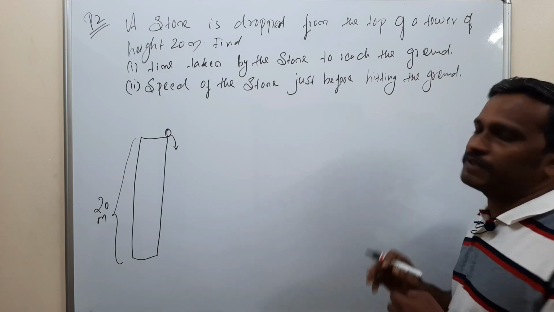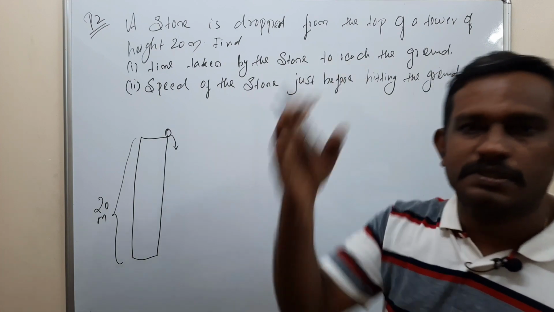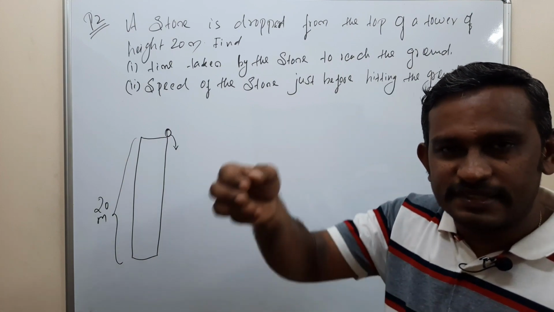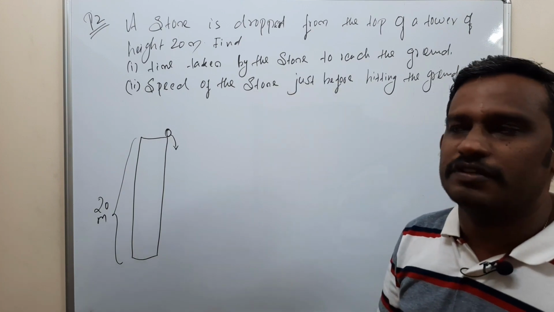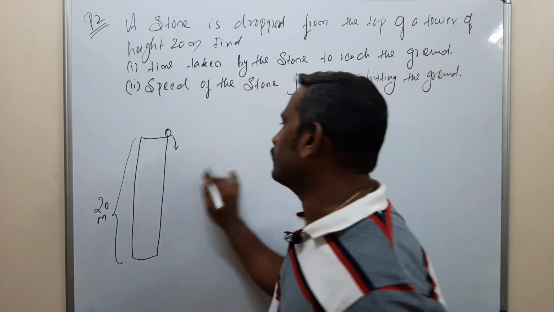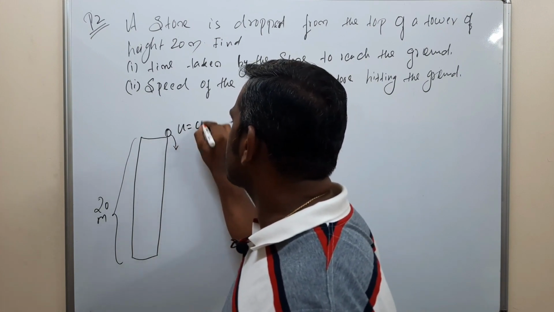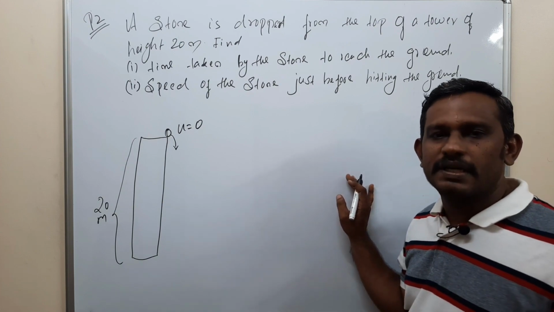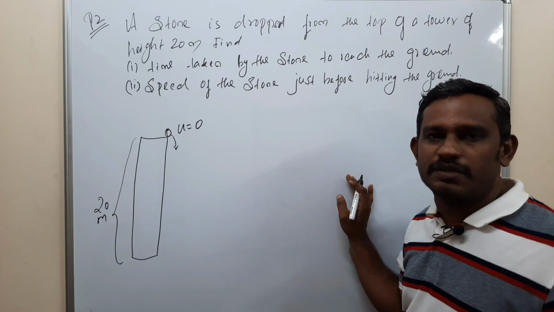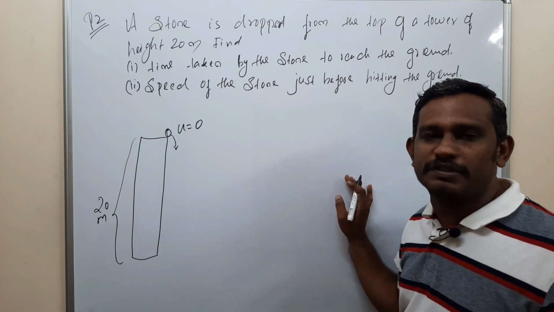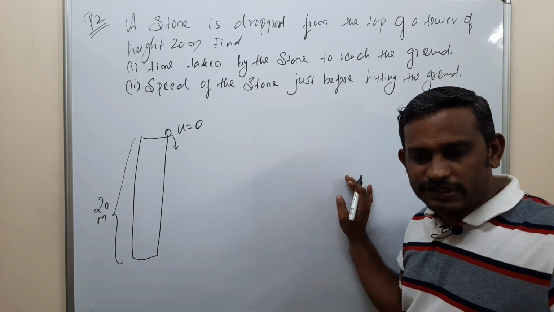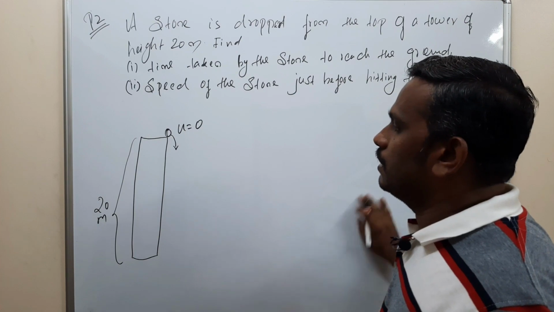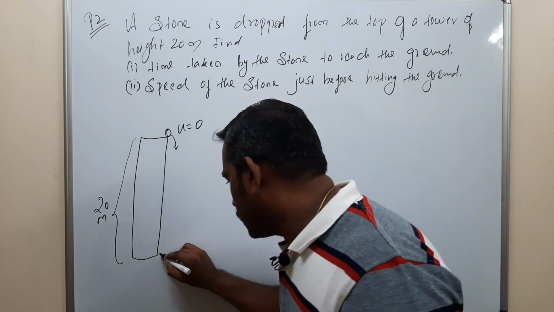A stone is dropped from the top of a tower. A stone is dropped, not thrown. That is, the initial velocity of the stone is equal to 0. U is equal to 0. A stone is thrown means it has some other value for the initial velocity, for example, a velocity of 5 meter per second, 10 meter per second. A stone is dropped means initial velocity is equal to 0. Okay. So, this is the ground level.